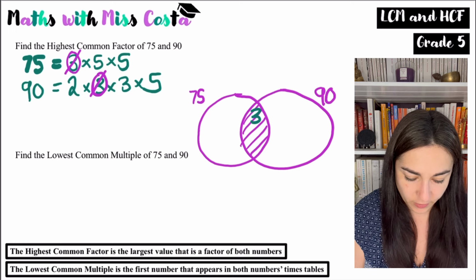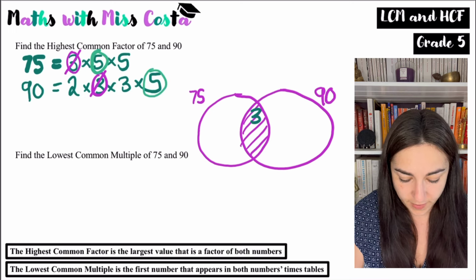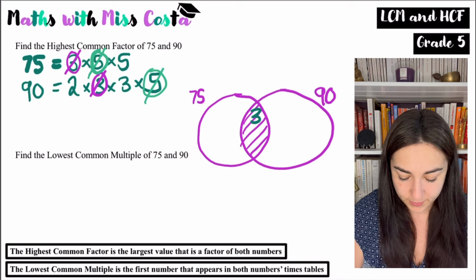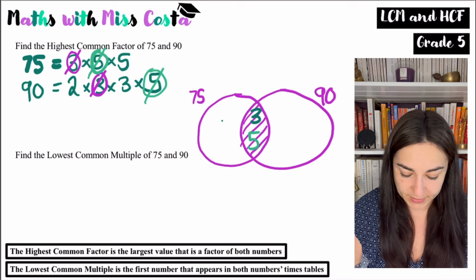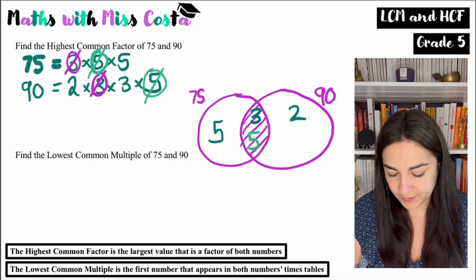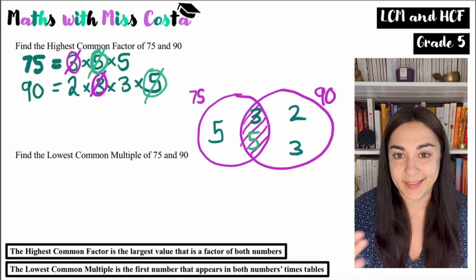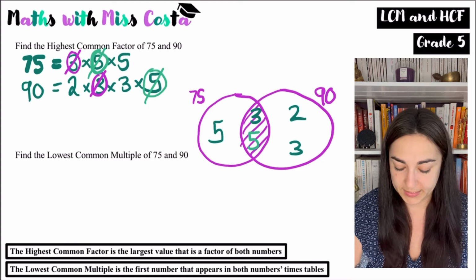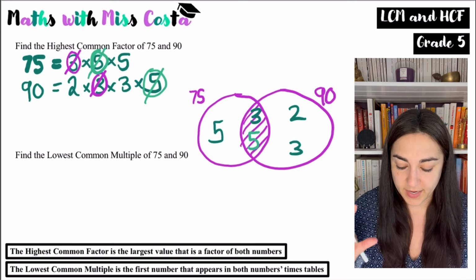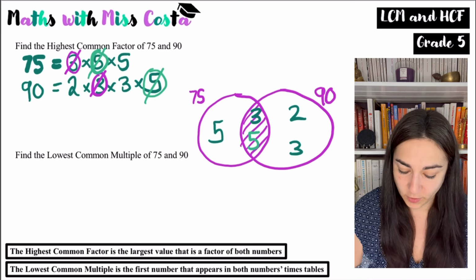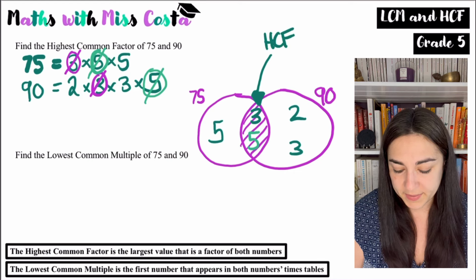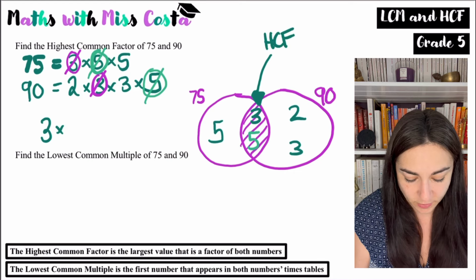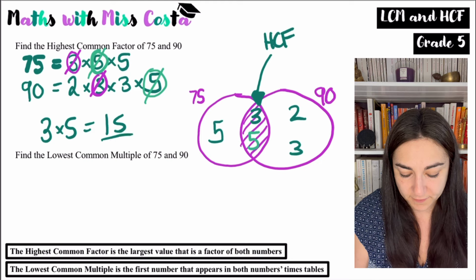Anything else that they have in common? Well, they've got a 5 in common, so I'll circle that out and put it in the centre. And then anything that's left over, so I've got a 5 left over here and a 2 and a 3 left over, goes in their corresponding Venn parts. So to find the highest common factor, you just multiply the numbers in the intersection. So the highest common factor is going to be 15.